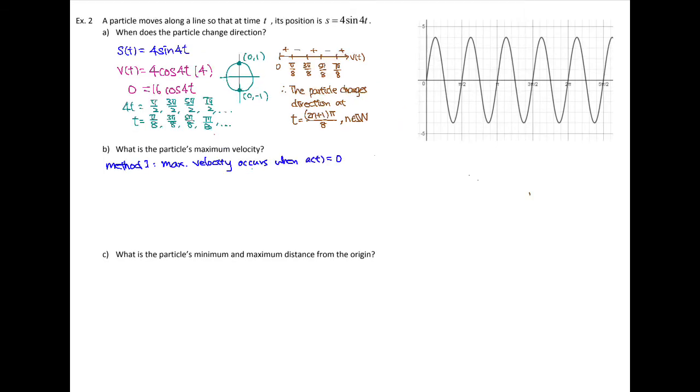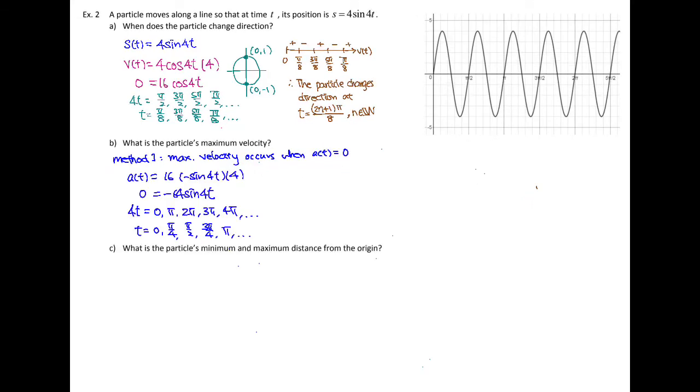Part B, we want to find the particle's maximum velocity. Method 1: maximum velocity occurs when the acceleration becomes 0. The acceleration function can be found by differentiating the v of t function. So coefficient 16, copy it down. Cosine becomes negative sine, times the differentiation of the angle, which is 4. Then we get a new function, negative 64 sine 4t, for acceleration.